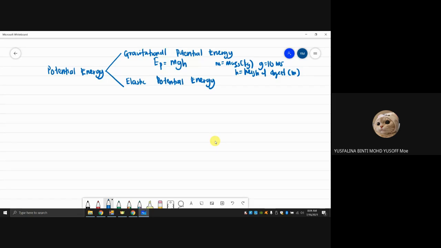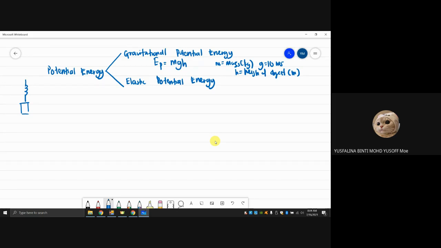So what does it mean? Let's say I have a spring and I put a load on the spring. So what will happen? Of course, the spring will stretch, so it will become longer. And then if I remove the load, what will happen to the spring? It will go back up, right? It will go back to its original position after you remove the load. So you can say here the spring has the elastic potential energy.